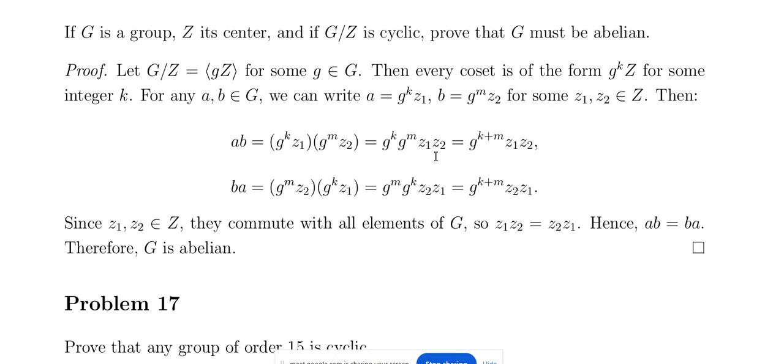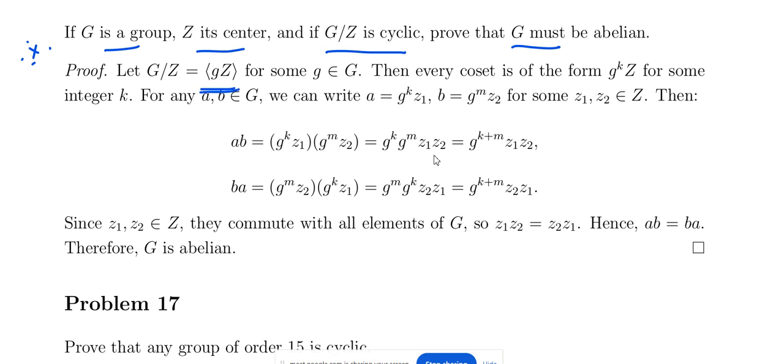And this is another very important result. G is a group, Z is the center. If G by Z is cyclic, then G must be abelian. I think we have already used this. This is the idea. So G is a group, Z is the center, G by Z is cyclic, G must be abelian. What will the elements in G by Z look like?